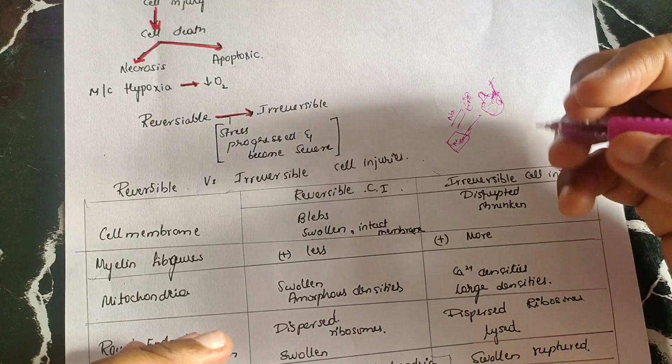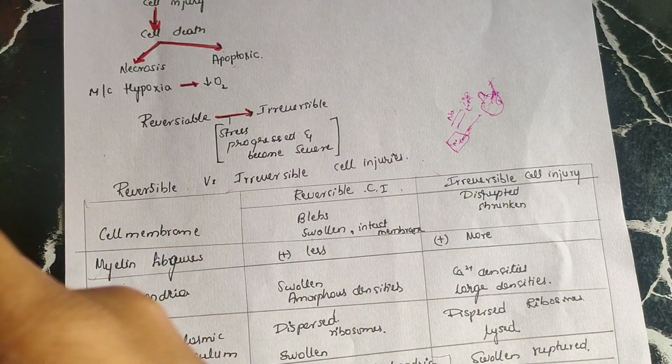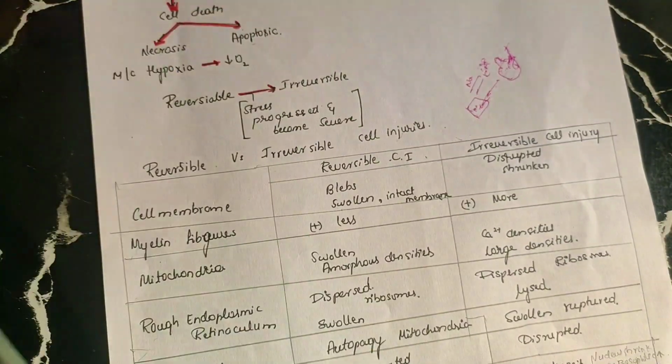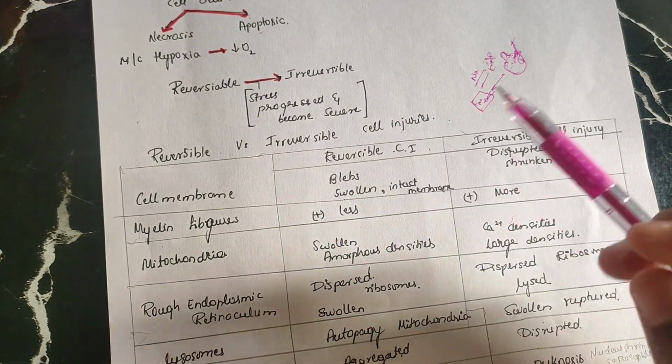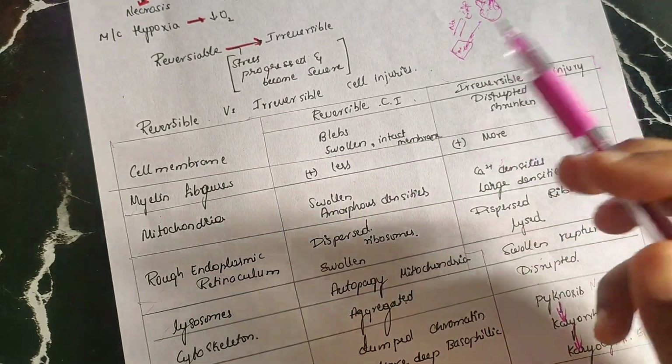And myelin figures: we can see myelin figures in both reversible and irreversible cell injury. These are the myelin figures. But in reversible cell injury, myelin figures will be fewer, whereas in irreversible cell injury, myelin figures will be more. And mitochondria: when we speak about the mitochondria, in reversible cell injury, all the cell organelles are swollen.